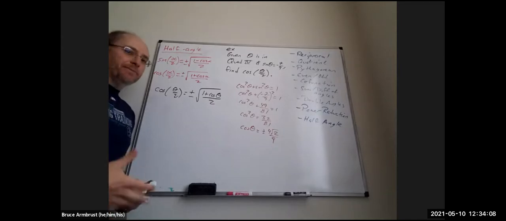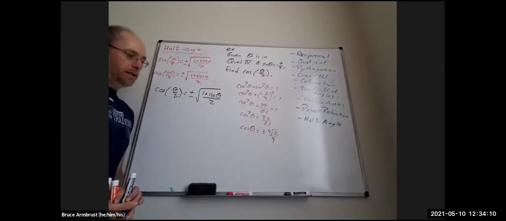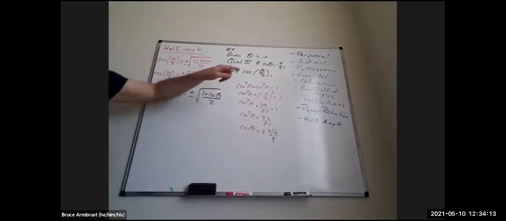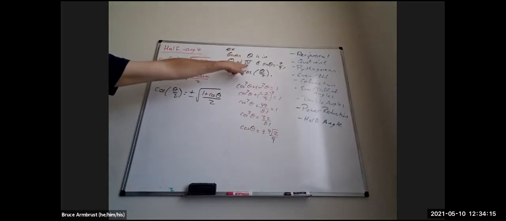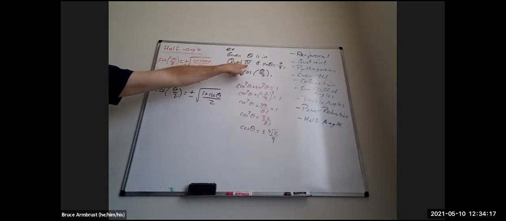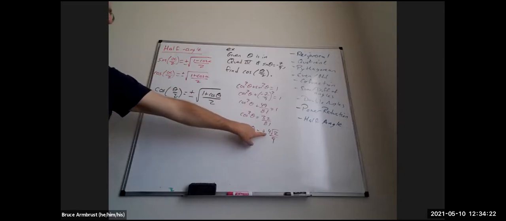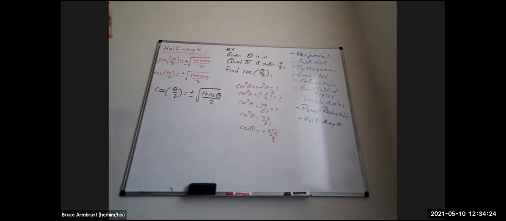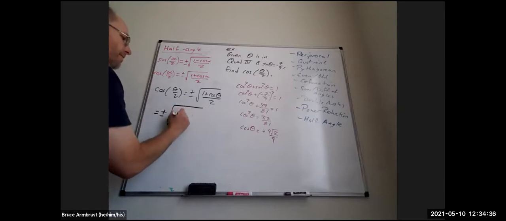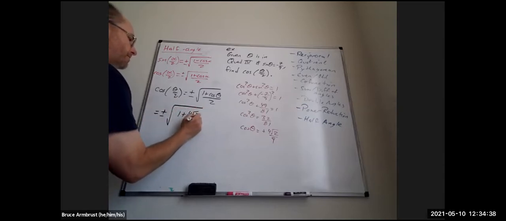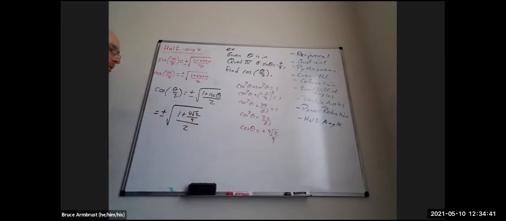Okay, but I need to know if it's plus or minus. So let's think about where theta is. Theta is in quadrant 4, and in quadrant 4, cosine is positive. All right, so I now have a number to plug in there. So this is going to equal plus or minus the square root of 1 plus 4√2/9, over 2.